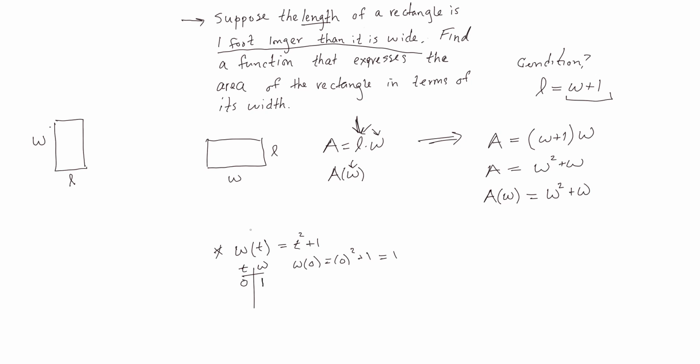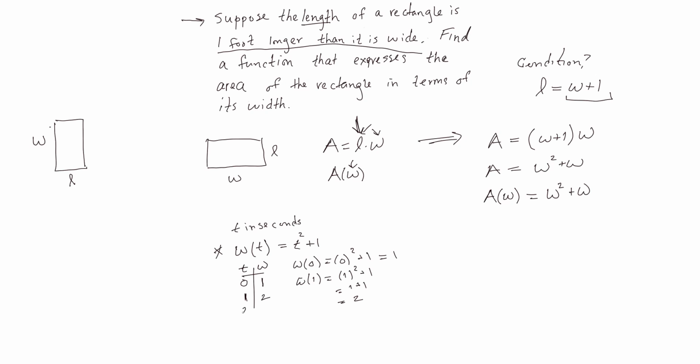Maybe we ought to give some units. Let's have t in seconds. That will allow us to describe what's happening a little more clearly. So at t equals 0 seconds, the width is 1 foot. When t equals 1 second, that's W of 1, which is 1 squared plus 1, which is 1 plus 1, we get 2. So when t equals 1 second, the width is 2 feet.